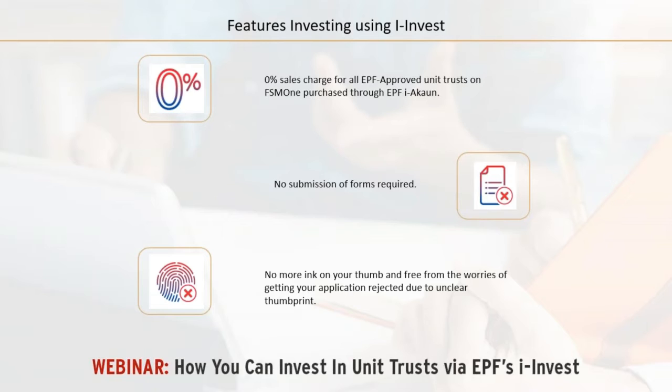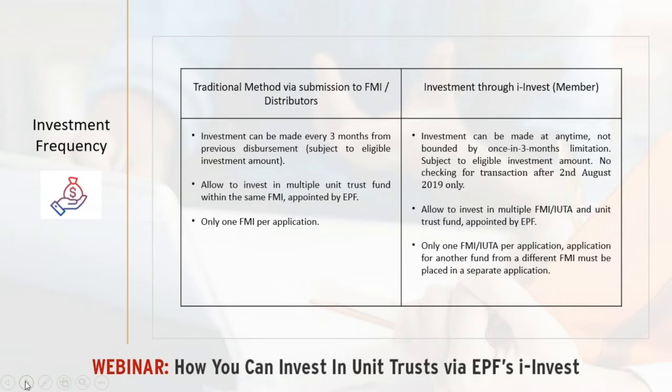I believe a lot of investors have experienced this issue before. Because the thumbprint is unclear, they need to resubmit the application again. Coming to this investment table. The table here is used to compare the traditional method of submitting to EPF through the fund houses or distributor, compared with investing through i-Invest.